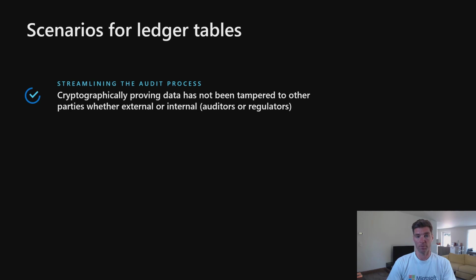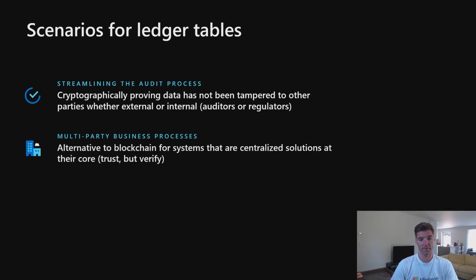So Ledger can help with that because Ledger provides cryptographic proof of the data integrity for the auditors or regulators. This proof can really help to streamline the auditing process, and it also provides non-repudiation regarding the integrity of the system data, right? Now, the other scenario that we see, and I already explained it, is the multi-party business processes.